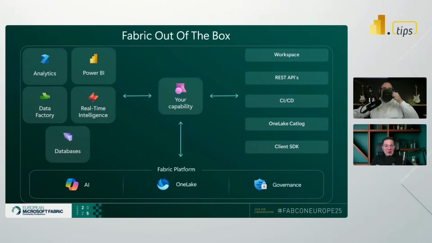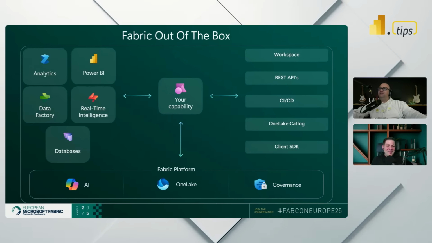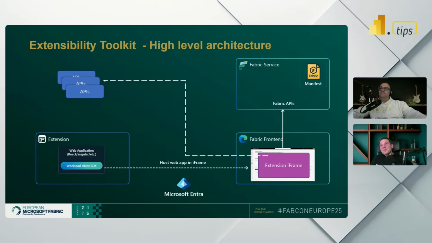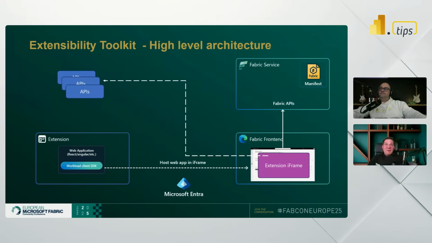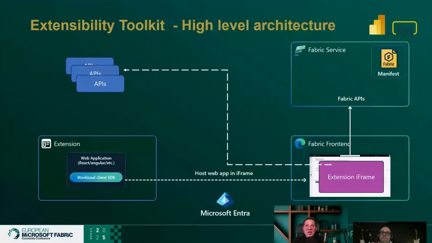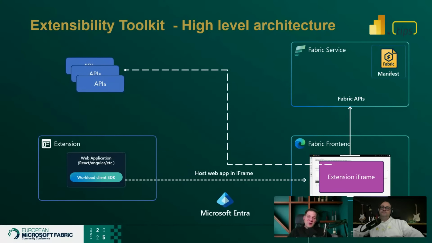Absolutely. So with that, maybe let's jump a little bit into what is the architecture of the Extensibility Toolkit, and then let's get some coding going over here to let people see how it works. So Extensibility Toolkit high-level architecture. In general, you have to think about basically 3 boxes, or 3.5 boxes if you talk about the Extensibility Toolkit.